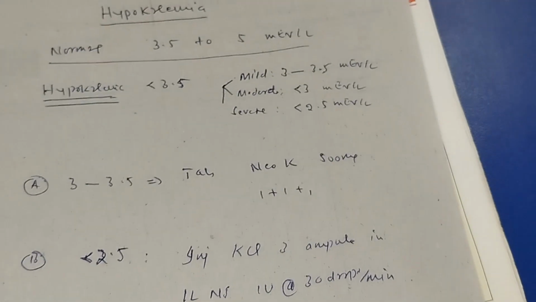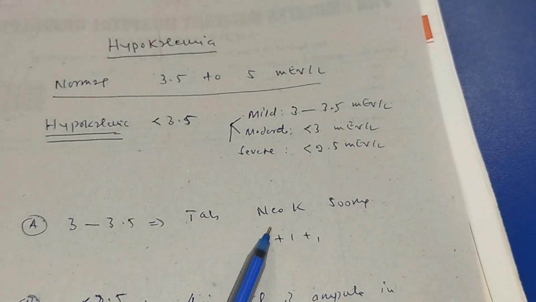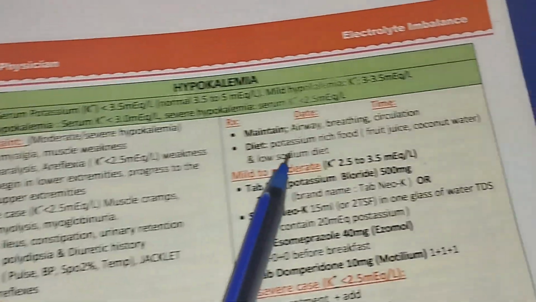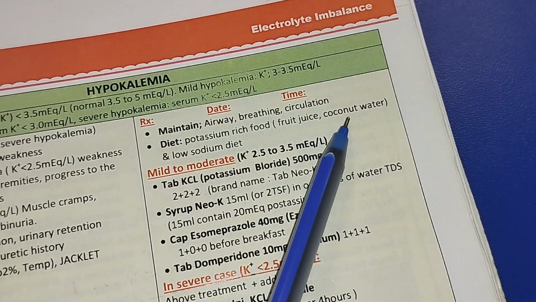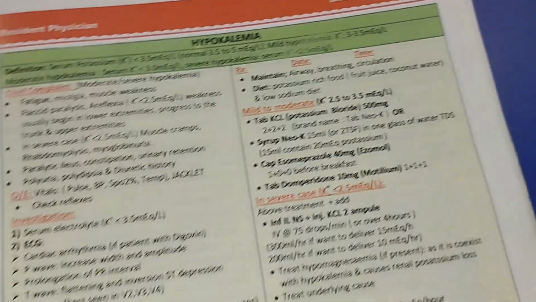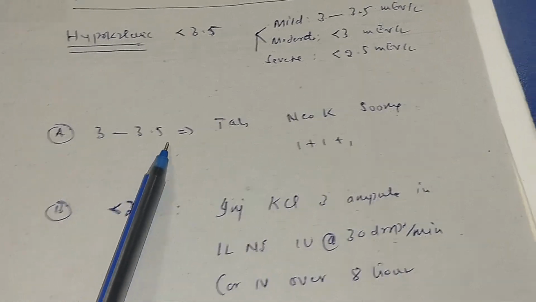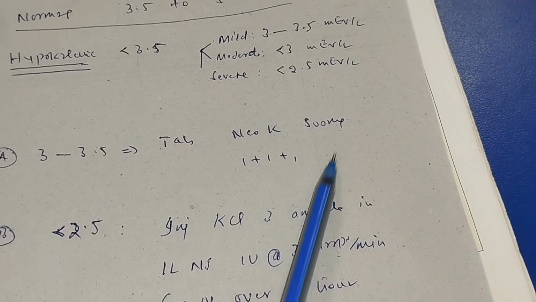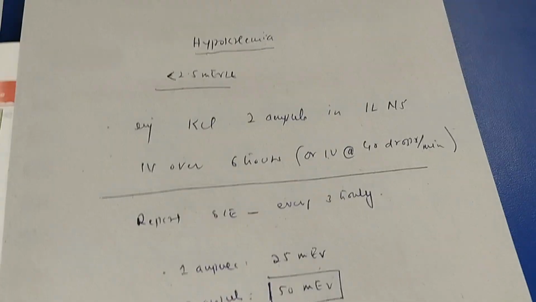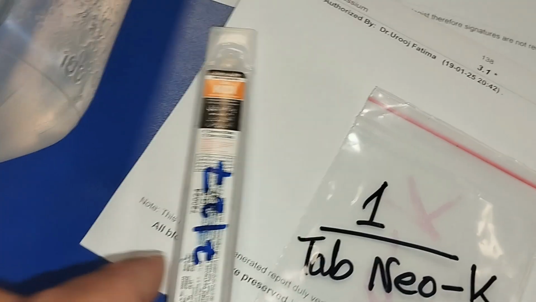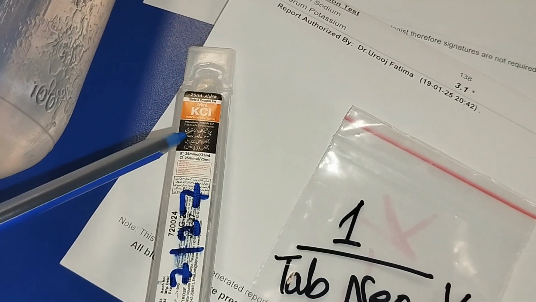Now, if the patient has mild hypokalemia, we just have to tell the patient to take potassium-rich food, which are fruit juice and coconut water, and a low sodium diet. We will also advise the tablet, that is tablet New K 500 mg TDS. If the patient has severe hypokalemia, then we have to give the KCL in fluid form.